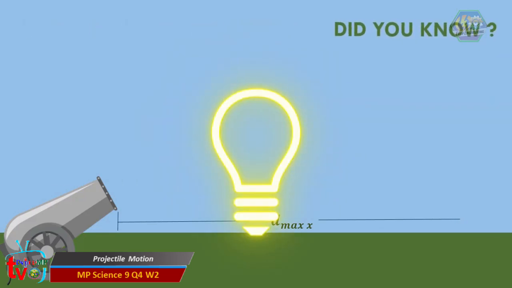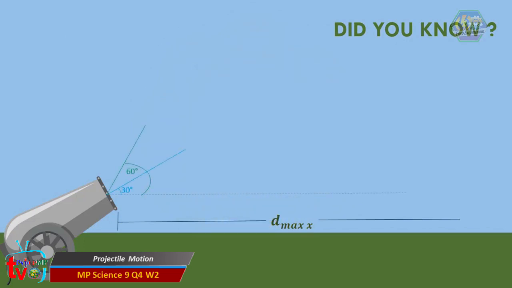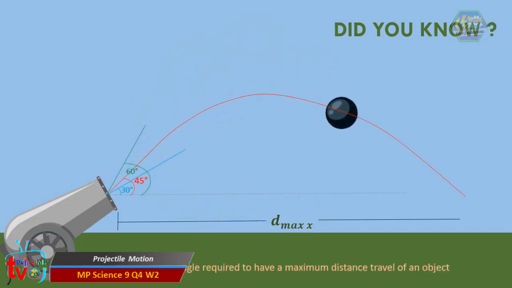Before we end, let me leave you with this trivia. Did you know that in projectile motion, to have a maximum distance travel of an object, it should be fired at a 45-degree angle?